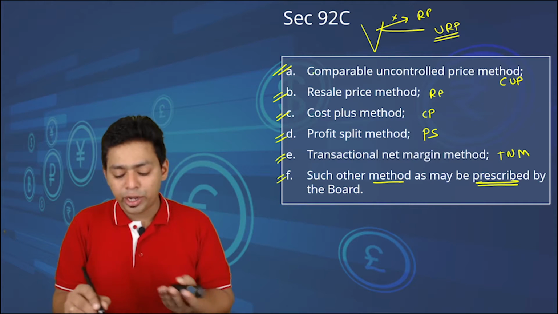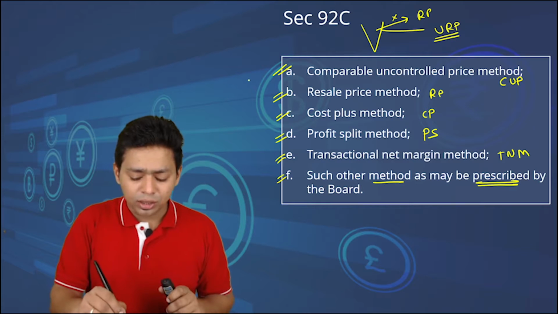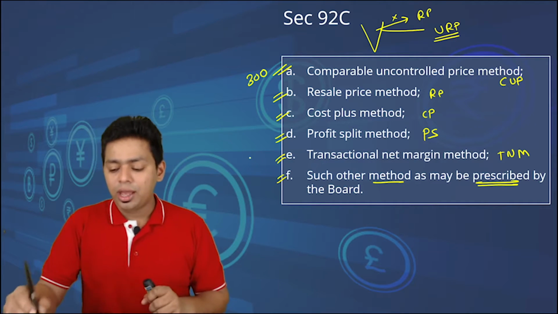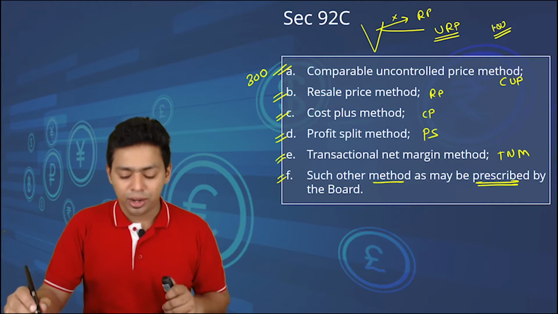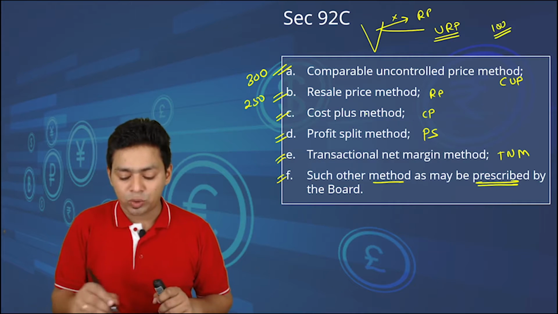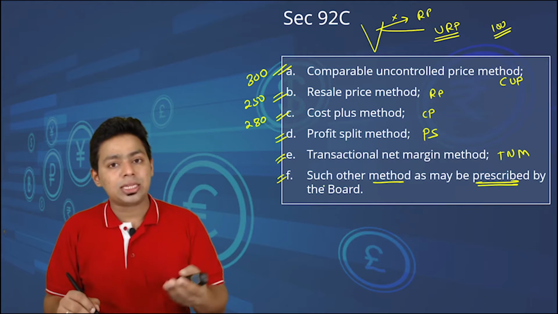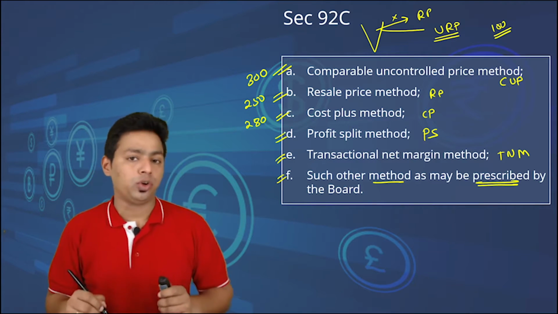What if, according to the comparable uncontrolled price method, the fair market value is coming to 300? I have done the transaction at 100 rupees, but the fair market value is coming 300. According to the resale price method, fair market value is coming as 250. According to the cost plus method, transaction value is coming 280. What if in the exam they have provided me 3 different methods and 3 different data? Which method should I follow?